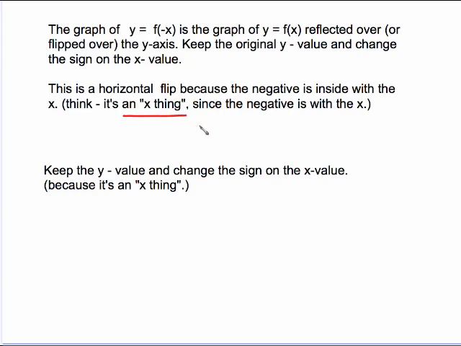So I think about it being an x thing because the negative is in with the x. So our rule on this is keep the y value but change the sign on the x value because it's an x thing. You see f of negative x, that tells you because the negative is with the x, it's an x thing. Therefore, I'm going to be doing something to the x value, nothing to the y value.